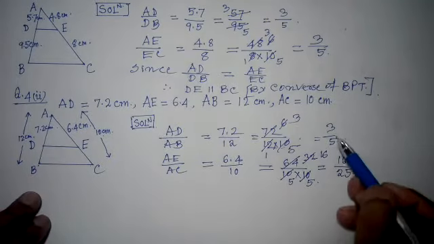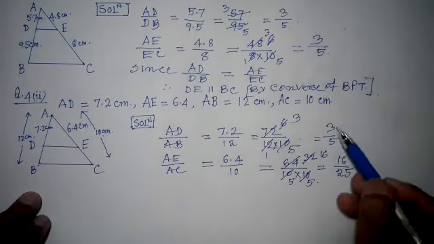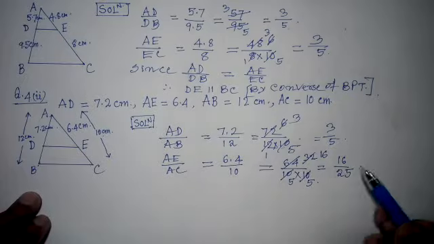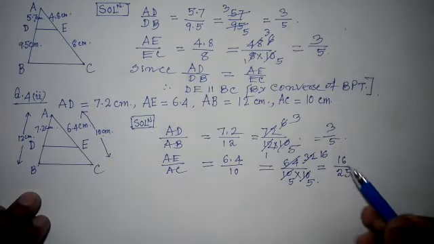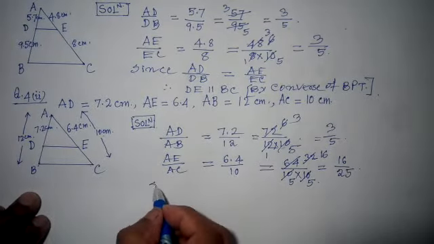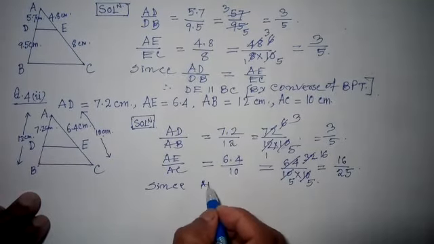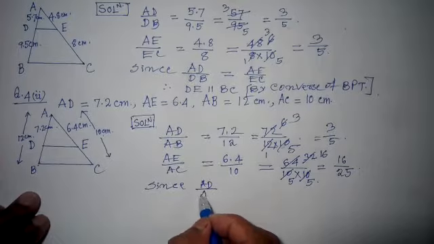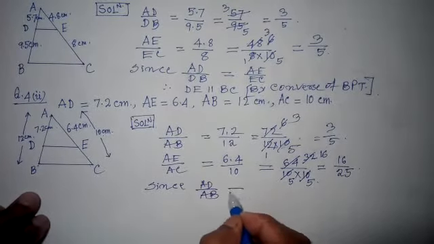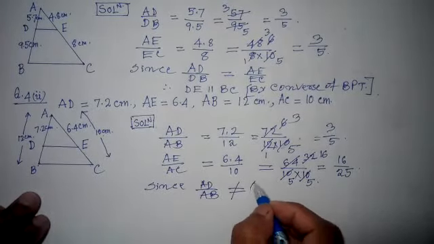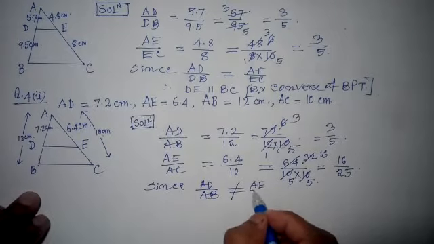So what do we see? Value of AD by AB 3 by 5. AE by AC is 16 by 25. They are not same. So we can write here, since AD by AB is not equal AE by AC.